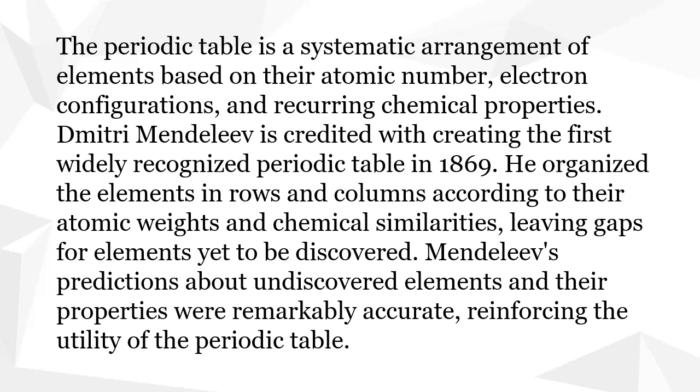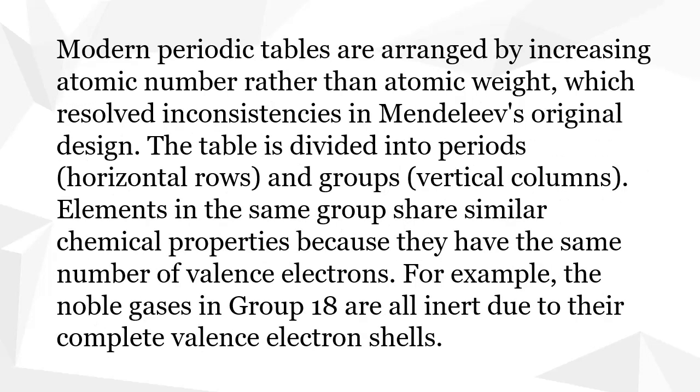Dmitri Mendeleev is credited with creating the first widely recognized periodic table in 1869. He organized the elements in rows and columns according to their atomic weights and chemical similarities, leaving gaps for elements yet to be discovered. Mendeleev's predictions about undiscovered elements and their properties were remarkably accurate, reinforcing the utility of the periodic table. Modern periodic tables are arranged by increasing atomic number rather than atomic weight, which resolves inconsistencies in Mendeleev's original design. The table is divided into periods, horizontal rows, and groups, vertical columns.